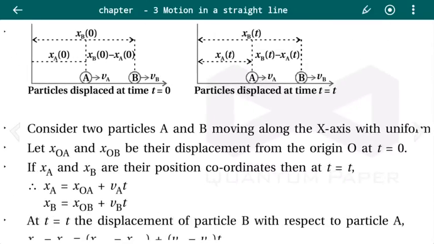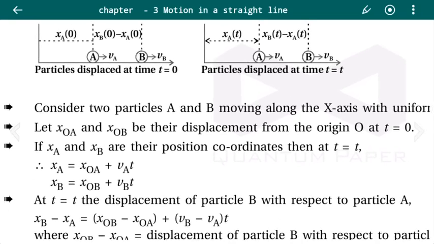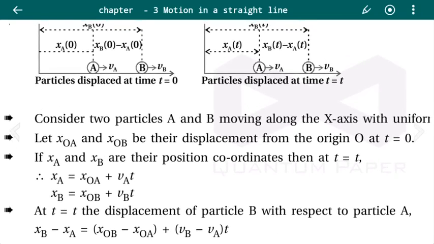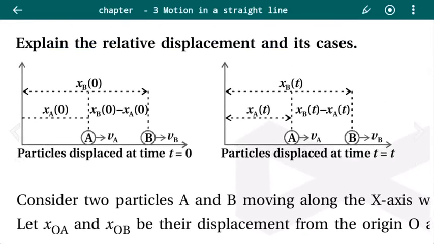So let XOA and XOB be their displacements from origin O at t equals 0. That means the positions XAO and XOB are the positions of the particles at time t equals 0. So if XA and XB are their position coordinates, then at time t equals t, what will be the positions of the particles? That means at the initial time, t equals 0, we have noted the positions of A and B with respect to the origin, that is, with respect to the reference point.